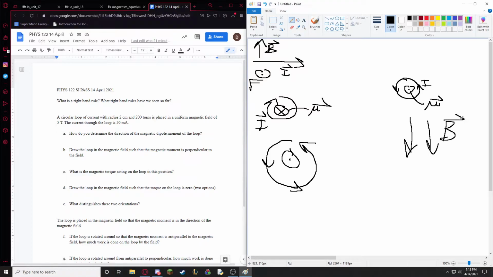So, let's take 5 minutes. I want you guys to draw the loop so that the magnetic field is perpendicular to the magnetic moment. And then what would be the magnetic torque acting on the loop in that position? Give both the magnitude of the torque and the direction of the torque, and also what direction that would cause the loop to rotate. Let's take 5 minutes, then we'll talk through it. So draw the loop so the moment's perpendicular and find the torque.